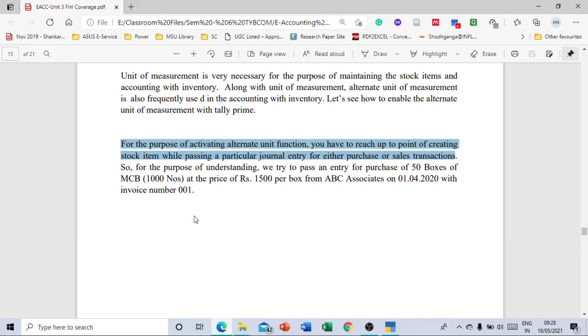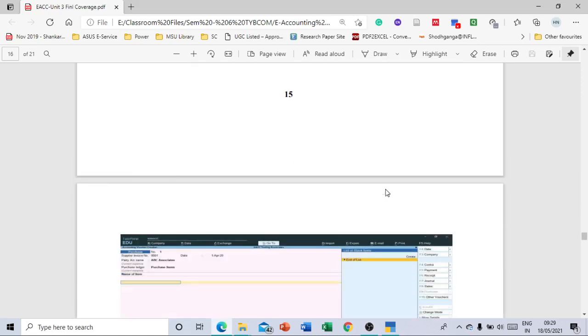I have taken a purchase transaction here, and it is written that we are purchasing 50 boxes of MCB, and in 50 boxes there are 1000 nos. If I want to divide this, 1000 divided by 50 comes to 20 nos per box, and the price will be 1500 per box. So the price is given per box, and they also mention the MCB in nos. Date is given, invoice number is given. Let's see how it can be activated.